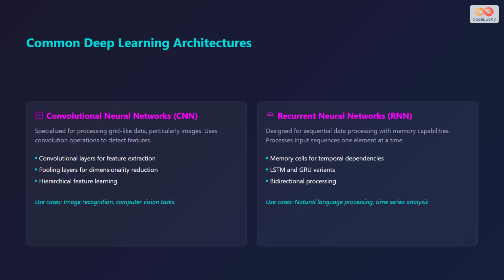Next, we have recurrent neural networks or RNNs, which are designed for sequential data processing with memory capabilities. They process input sequences one element at a time. Key features include memory cells for temporal dependencies, LSTM and GRU variants, and bidirectional processing. RNNs are commonly used in natural language processing and time series analysis.